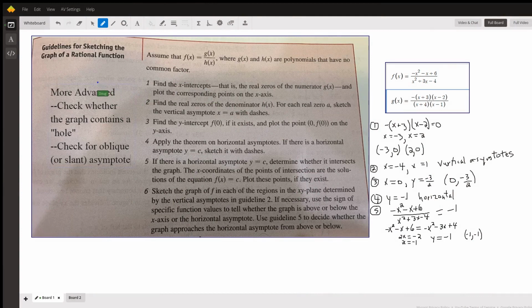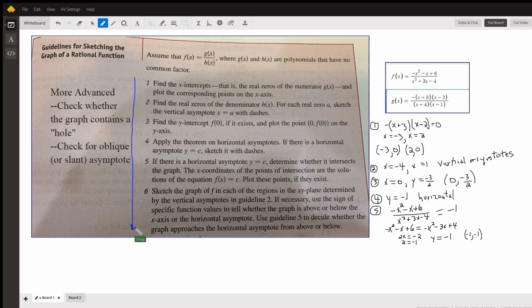Okay, the post for this question asked for an example and some techniques for finding information related to a rational function. So here's an example. f(x) equals the polynomial negative x squared minus x plus 6 over the polynomial x squared plus 3x minus 4. Here's a list of steps that you can follow.